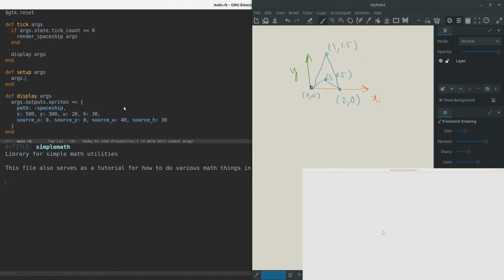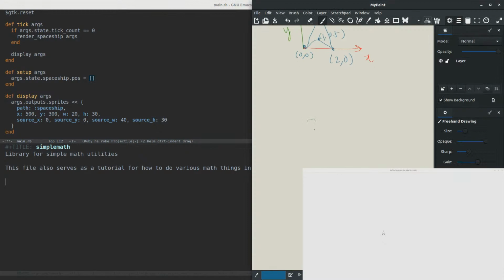Okay, so setup. Let's see. So we want to add some state, and we want some position for our spaceship. Dot position. We'll just call this pos to simplify it. And now let's actually start doing a little bit of our vector library, right? So our position can be, as kind of obvious, some x and y position. And so we're going to start it at our 500 and 300 here.